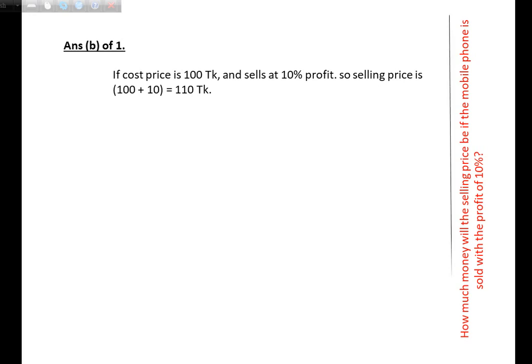In the second question, we have to find the selling price, so this information is correct. We have to keep the cost price on the left side and the selling price on the right side. Whether it is the selling price or the cost price, whatever is wanted in the question, we have to keep on the right side. In the second question it is the selling price, so we keep the selling price on the right side. If the cost price is 100 taka, then the selling price is 110 taka.